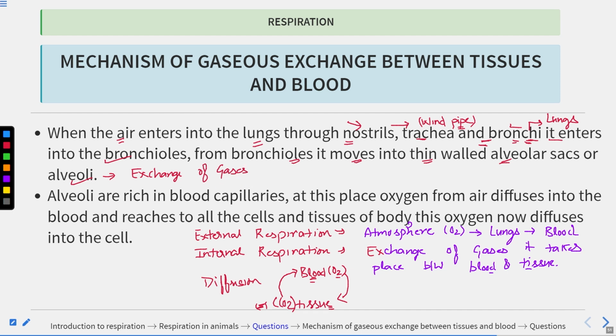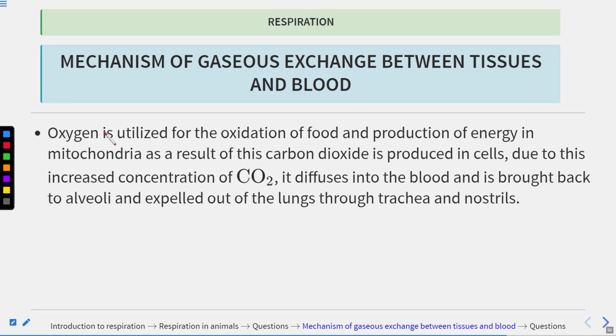There is exchange of gases within the alveoli. Now, alveoli are rich in blood capillaries. That's why exchange of gases can take place. At this place, oxygen from air diffuses into the blood and reaches all the cells and the tissues of the body. And this oxygen now diffuses into the cell.